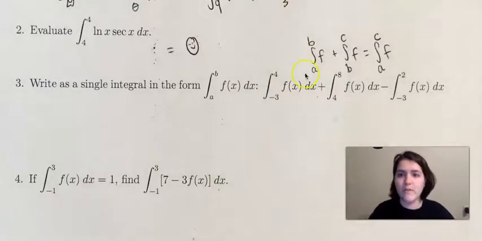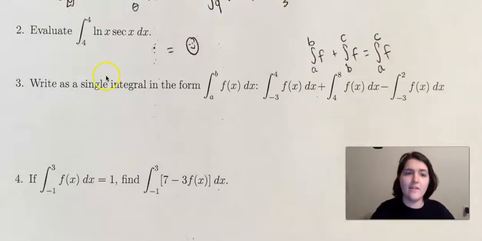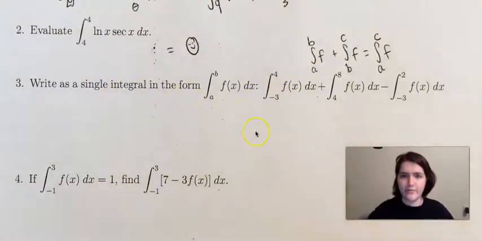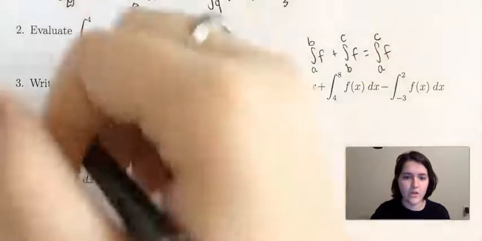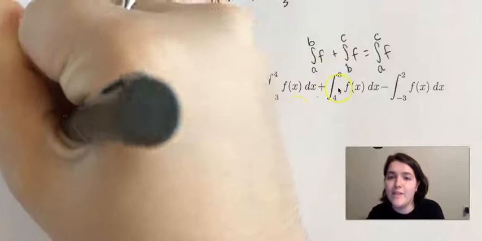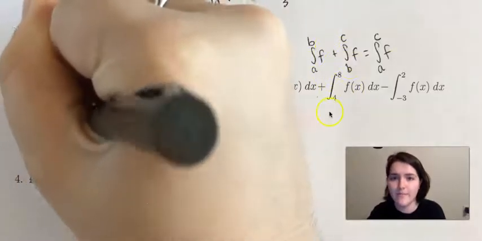So here we're given 3 different integrals, and this question is asking us to simplify it into one integral. We're going to do that using this property right here. I'm being really slow, but I'm starting out by simplifying these two together using this property.